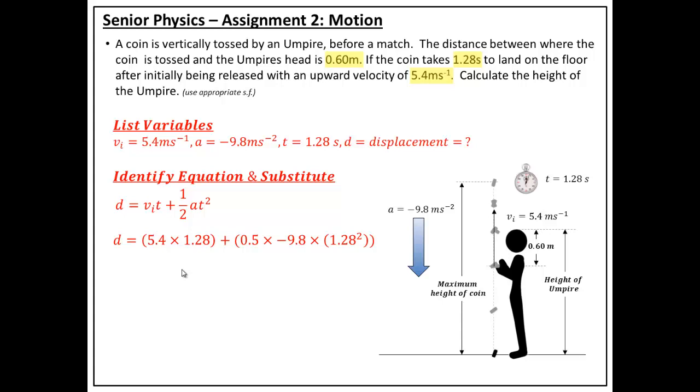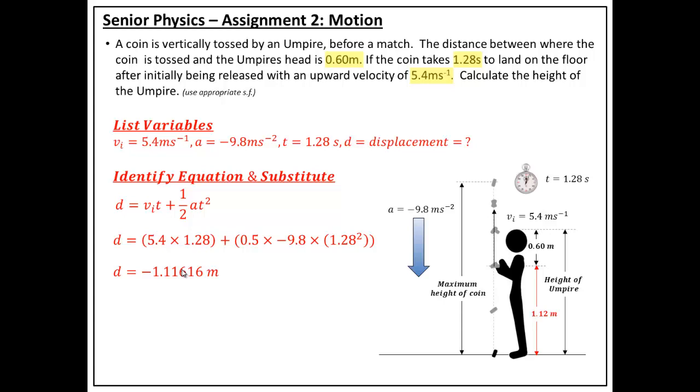Now if you type those numbers in, you should get an answer of negative 1.11616 meters. Remember, that's a negative displacement. That's a measurement from the umpire's hand, where he flipped the coin, down to the ground where the coin ended up. Now that's not the end of the question. We wanted to calculate the height of the umpire. So you can see that in my diagram I've now labelled where that displacement would be.